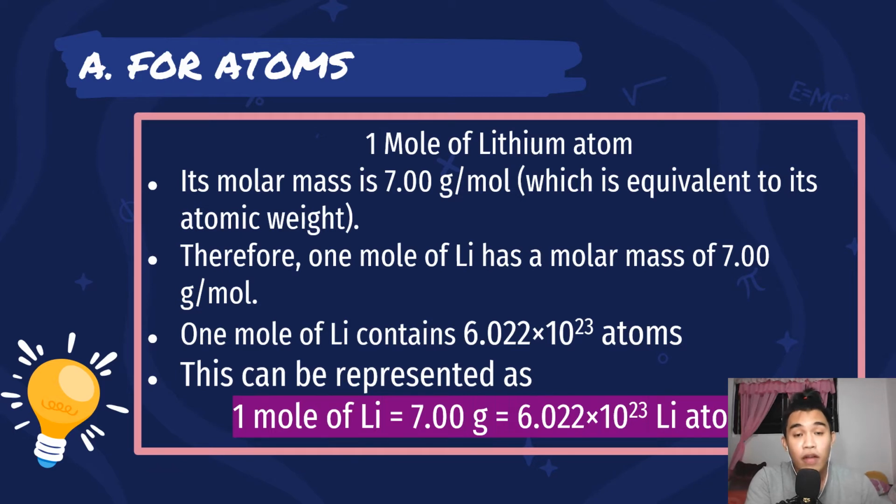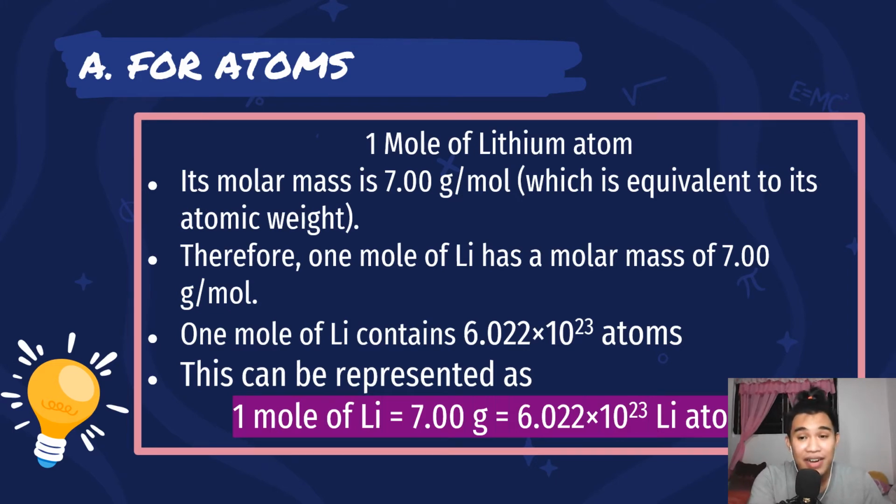And 1 mole of lithium contains 6.022 times 10 raised to the power of 23 atoms. So, based on that notion, that could be represented as 1 mole of lithium is equal to 7 grams, and it is equal to 6.022 times 10 raised to the power of 23 lithium atoms.